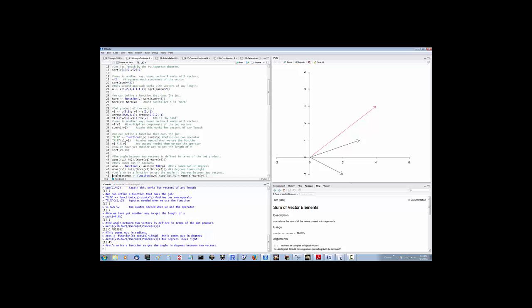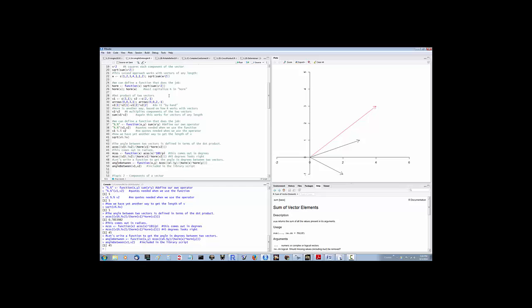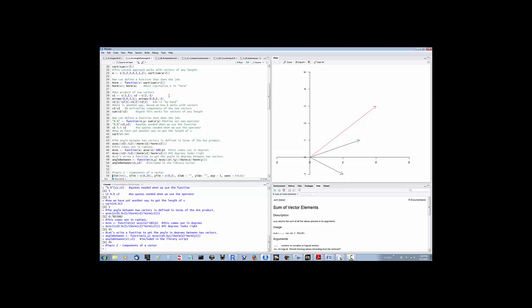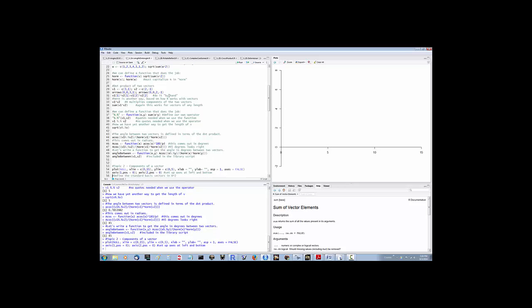Now we might as well write a function to do this. Angle between calculates the arc cosine of the dot product over the product of the lengths. And now in one fell swoop I get the angle between those two vectors. Let's think briefly about components. It's a good idea to reset the plot because these vectors are going to be slightly longer than the others.